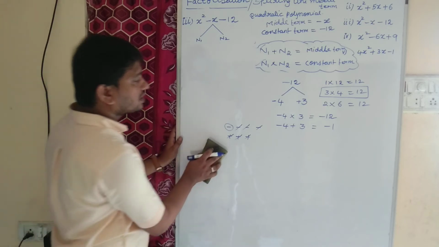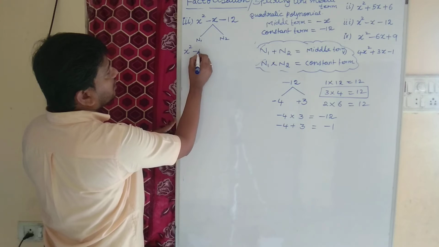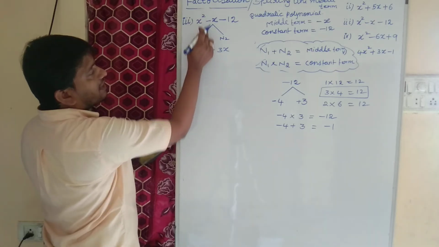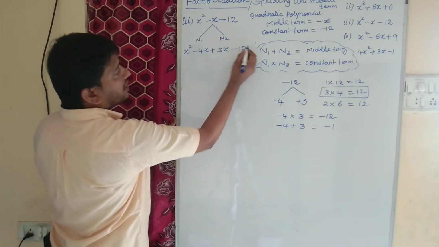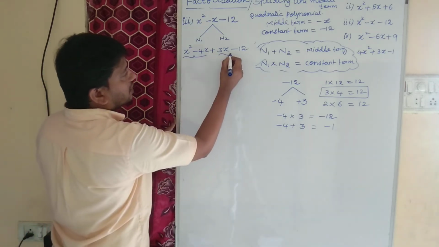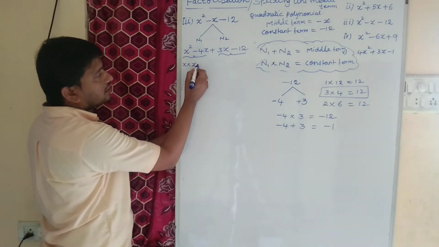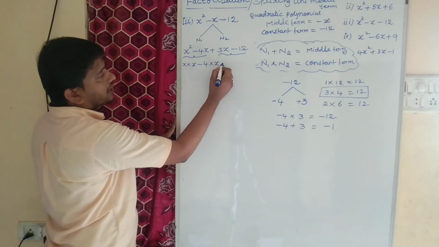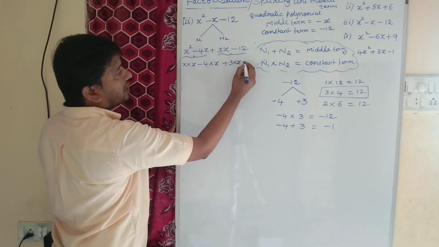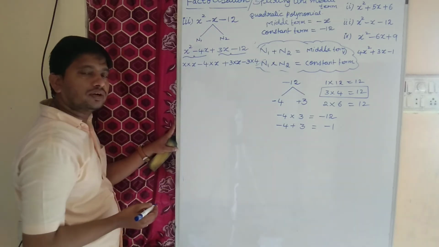So what are the factors of 12, children, in this case? Minus 4 and 3. I can write it as x square minus 4x plus 3x, minus 4x plus 3x, that is minus 1x, and minus 12. Now, as we know, x square means x into x, 4x means 4 into x, 3x means 3 into x, and 12 means 3 into 4.